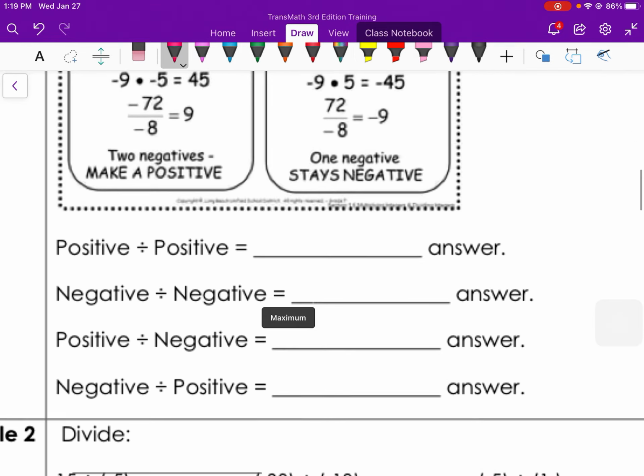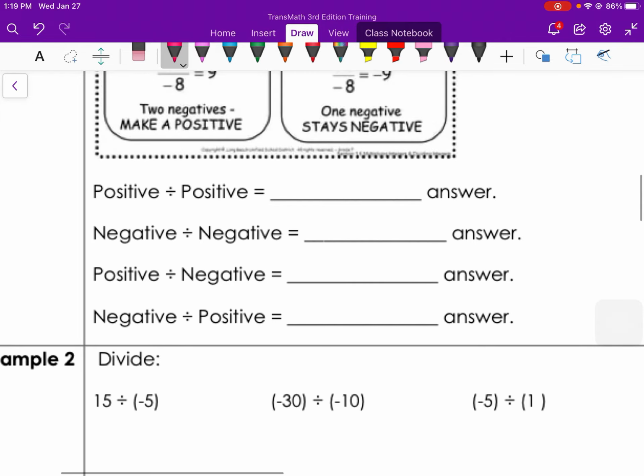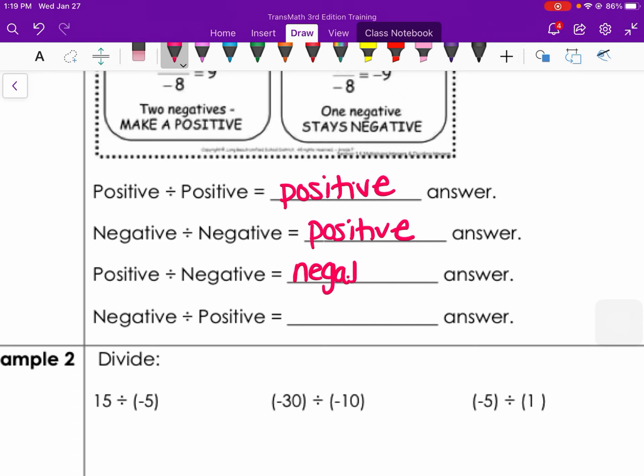So positive divided by positive is positive. The signs are the same. Negative divided by negative is positive. The signs are the same. Signs are different: positive divided by negative, it will stay a negative answer. Or negative divided by positive is a negative answer.